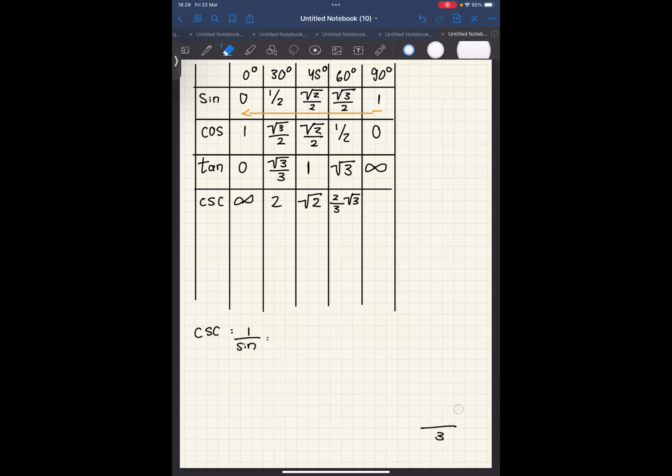And the last one, cosecant of 90 degree, which is 1 over sine 90 degree, which is 1 over 1, which is 1. We are also done with the cosecants.